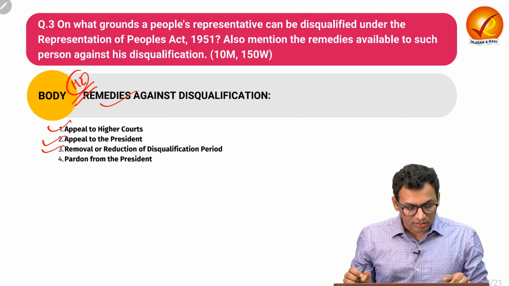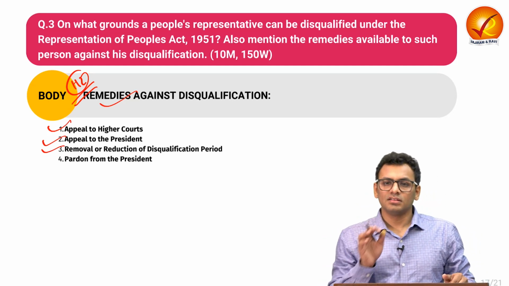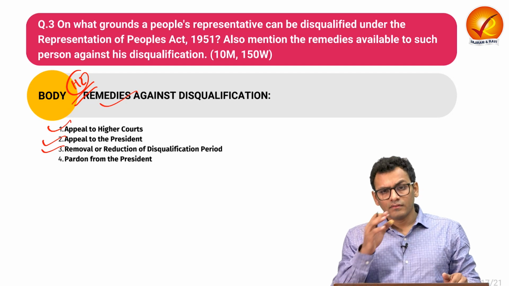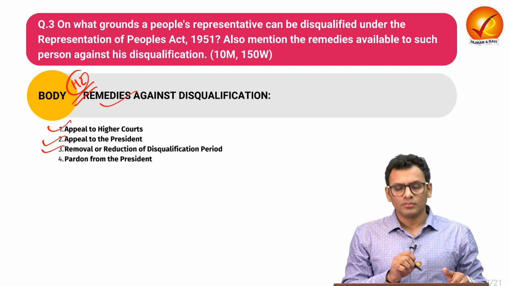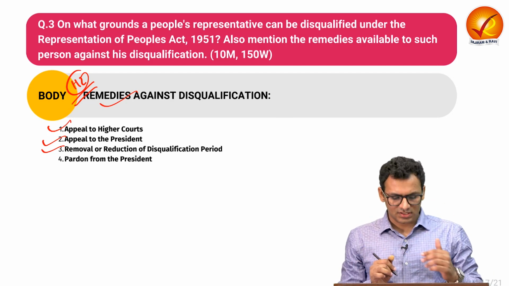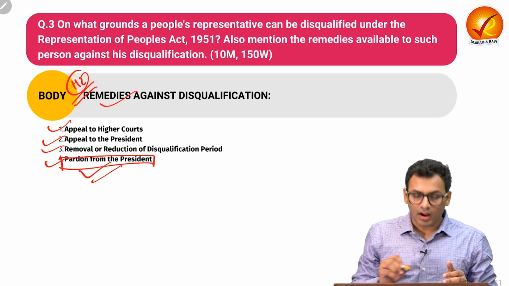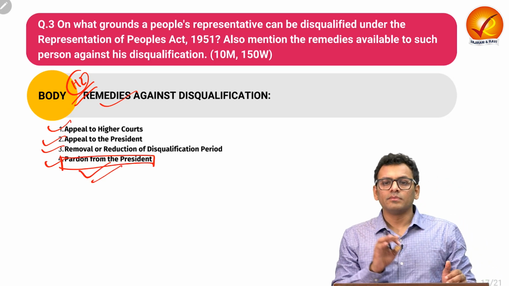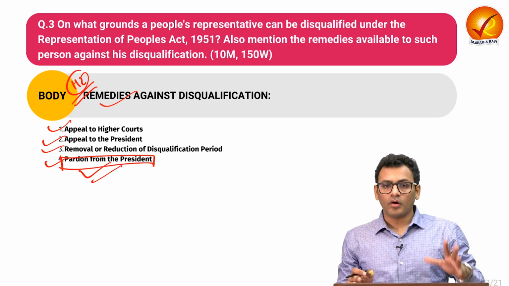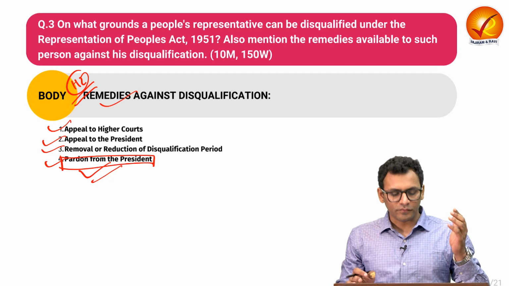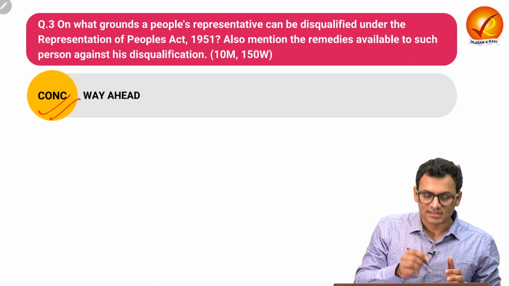Third is removal or reduction of the disqualification period. We have seen under Section 11 that there are certain instances where the Election Commission can revisit the disqualification and may remove or reduce the disqualification period. And lastly, we can talk about how a pardon from the President can also help with the removal of disqualification. So these are the points you can write for heading 2 of the body of question number 3. Let us move on to the conclusion of this answer.